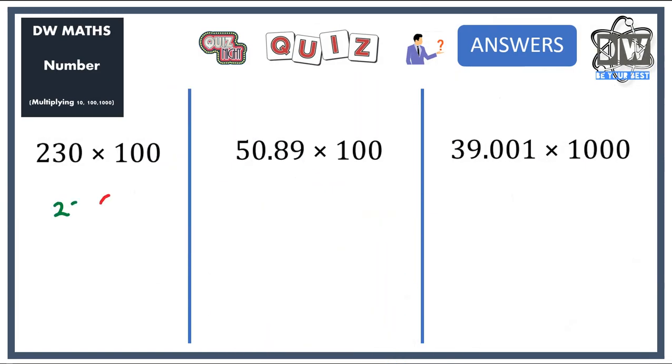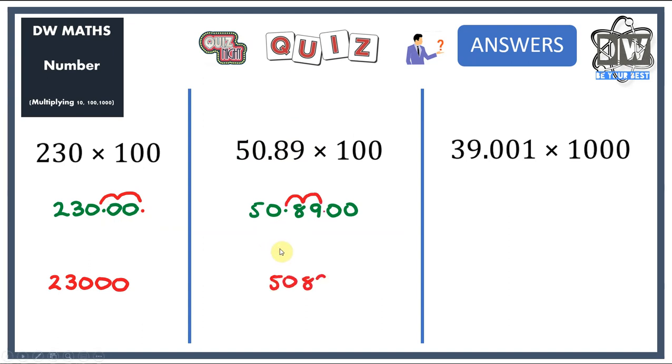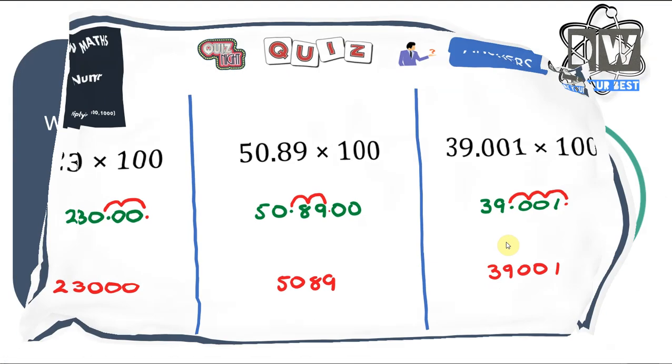So on the first one, we're making it 100 times bigger. So we're moving that decimal place 2 to the right, and it gives us a new answer of 23,000. On the next one, we are simply moving that decimal place 2 to the right again because it's 100, and would end up with 5089. And on the last one, we're moving that decimal place 3 to the right. So we can see there we've moved it 3 to the right, so we end up with 39001. And that's our answer for that one.